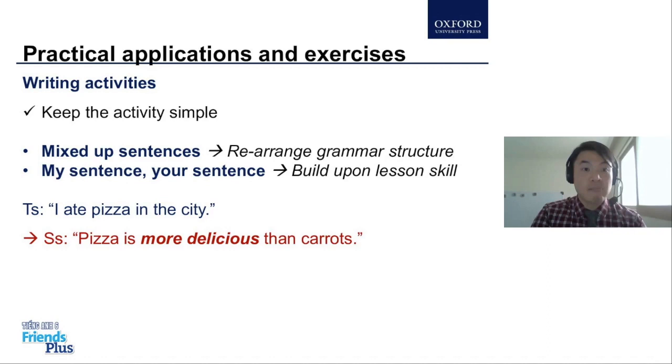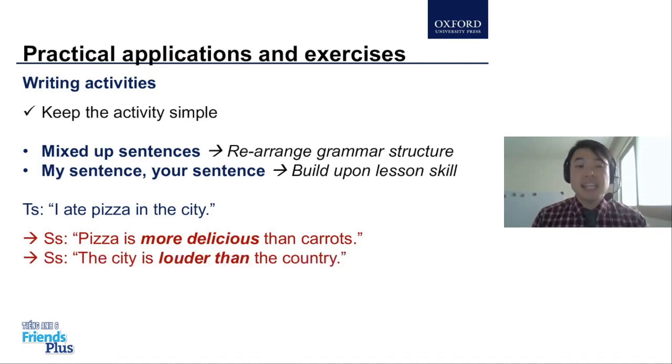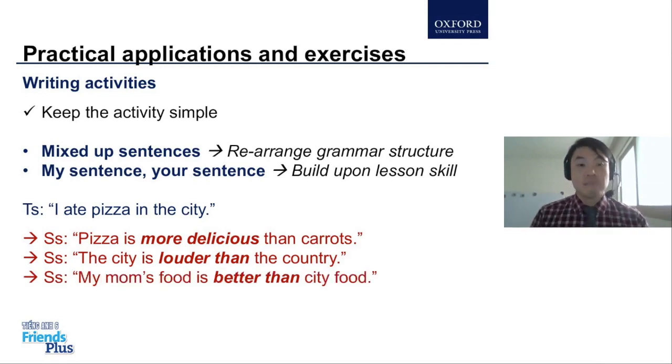Another student may put down, the city is louder than the country. What topic did they use? From my original sentence, they took the topic of city. And they used city and comparison again. The city is louder than the country. And the third student is, my mom's food is better than city food. So you can see that in the third sentence, they took a lot of different ideas. They took food, they used comparison, they used the city.